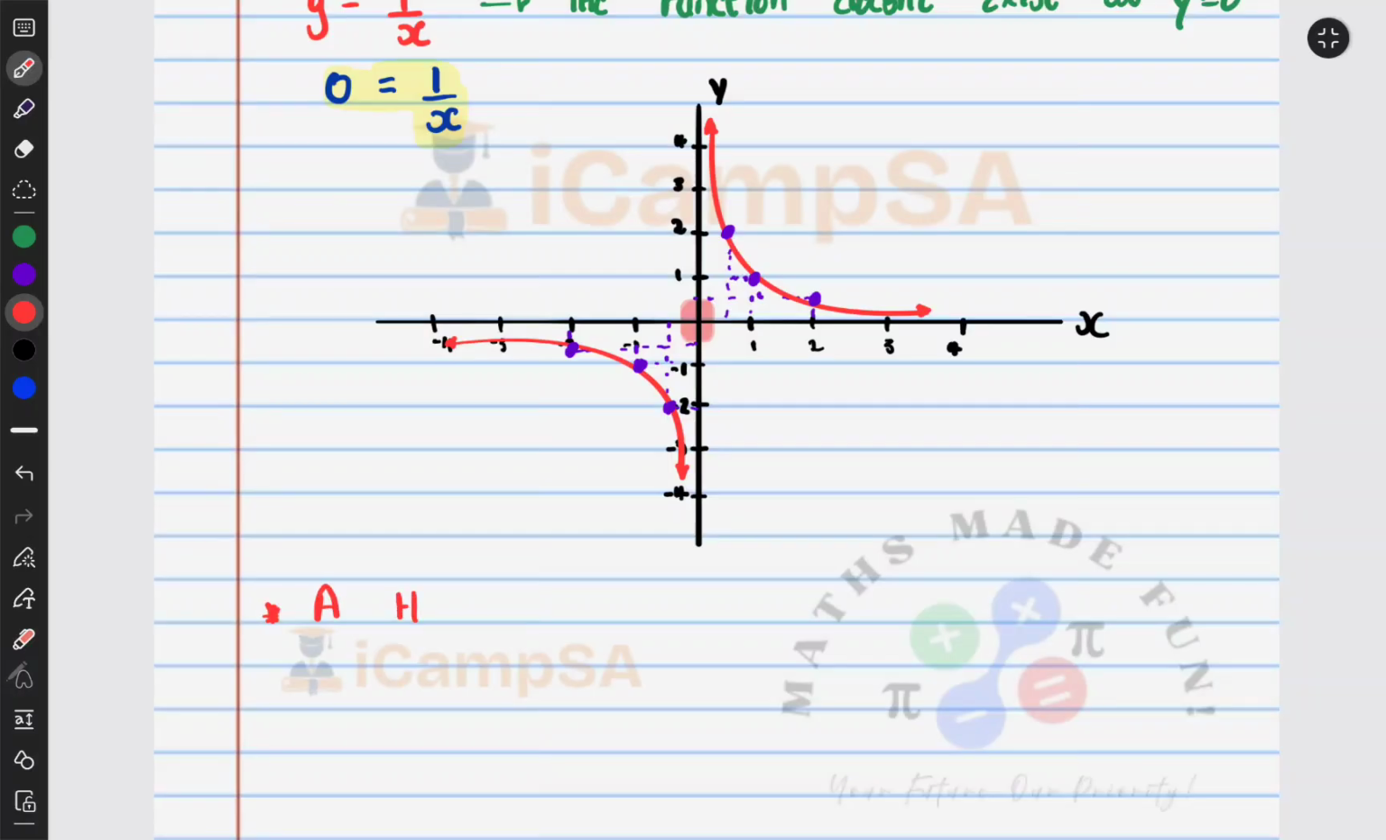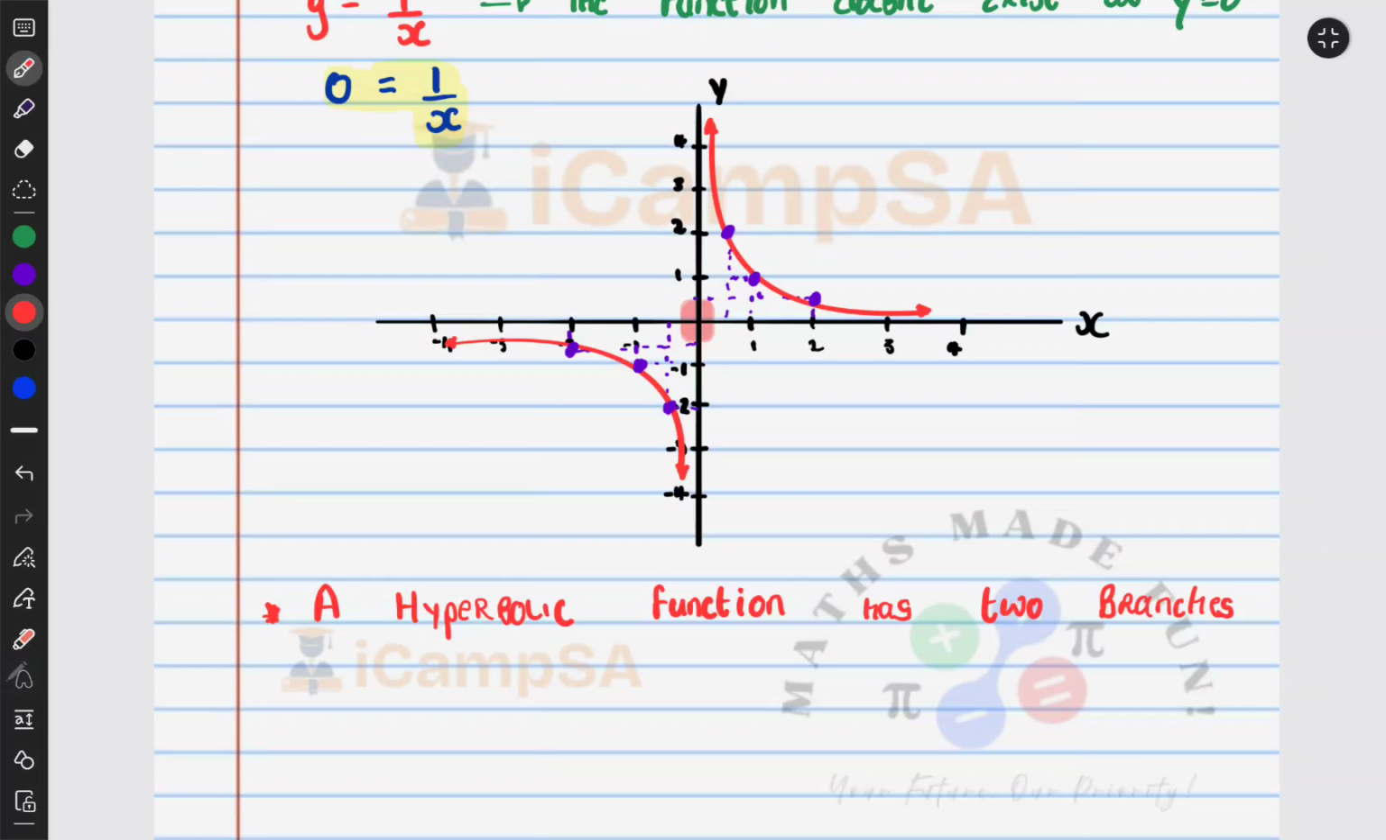A hyperbolic function has two branches, as you can see from the sketch there.